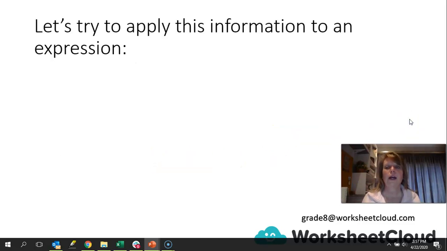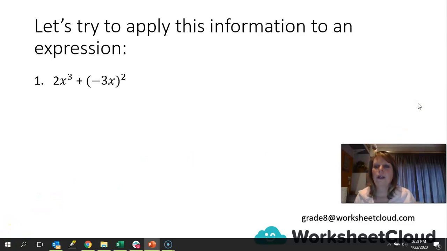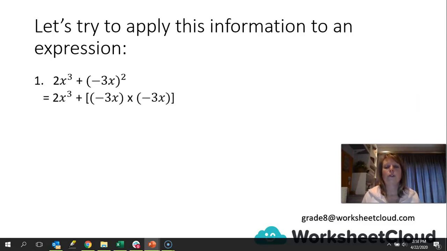Right, let's try to apply this information to an expression. Let's have a look at the expression: 2x cubed plus minus 3x, all in brackets, squared. We're going to go 2x cubed, that remains as is because the cube is only affecting the x. Whereas in the second part of the expression, minus 3x is the whole base, so you have to square it. You have to put it to the power of 2.